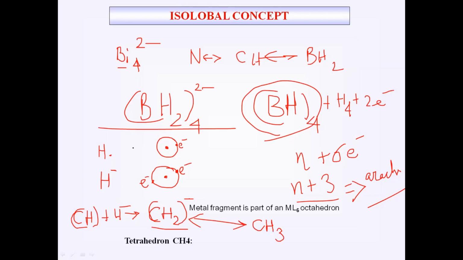ஏன் அப்படின்னா, இந்த ஹைட்ரஜன் இருக்கு இல்லையா, ஹைட்ரஜன் ஆக்சுவலி இஸ் ஐசோலோபல் டு 1 எலக்ட்ரான். இந்த பாயிண்ட் நம்ம இதுவரைக்கும் பார்க்கவே இல்லை. இது நான் அப்பவே சொல்லியிருக்கேன், மறந்துட்டேன். But this is an important point. H dot is equal to 1 electron.